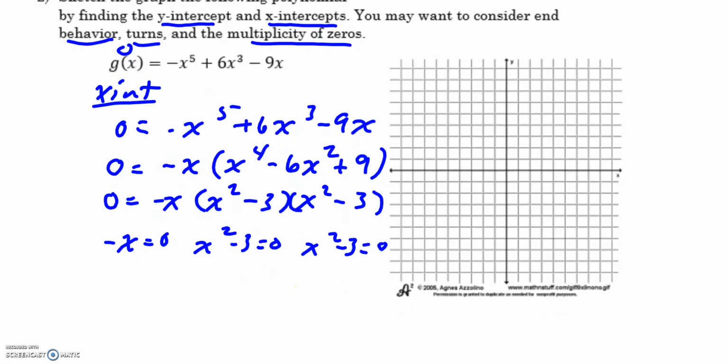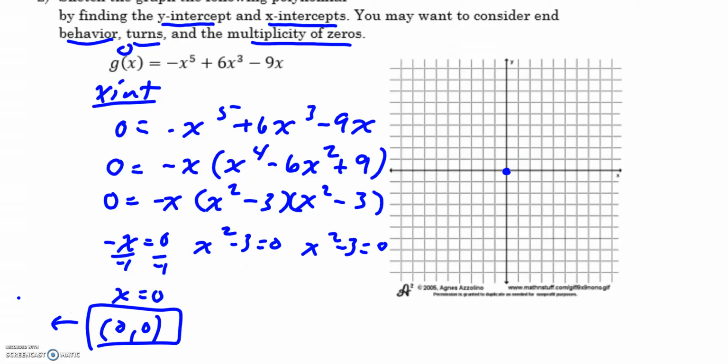So this first x-intercept, if I divide by -1, would just be x equals 0, which really means that one of my roots is (0, 0). And so I'd graph that here on my graph. Notice that this root only occurs one time, so it has a multiplicity of 1, which means you go through the x-axis.